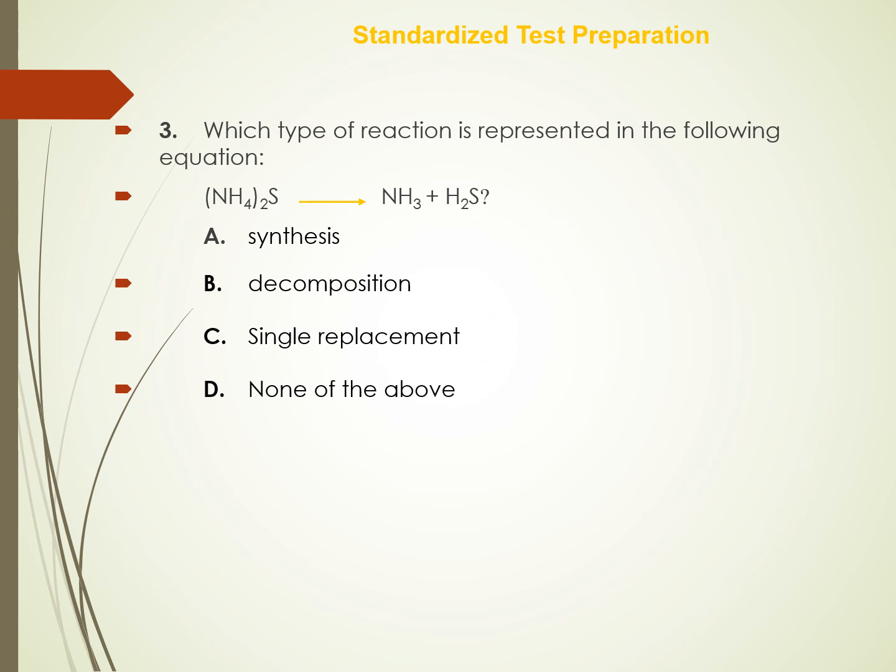So let's take a quick progress check here. I want you to take a moment and identify the type of reaction that you see in the following equation. If you notice, I have (NH4)2S, ammonium sulfide, reacts to form NH3, which is a common name of ammonia, plus H2S, dihydrogen monosulfide gas.